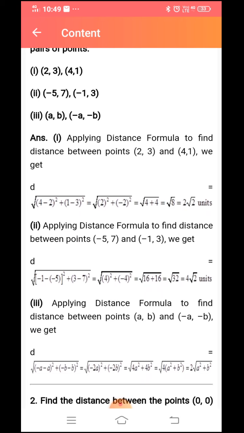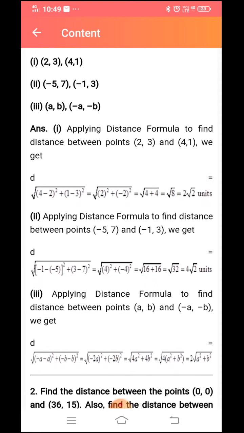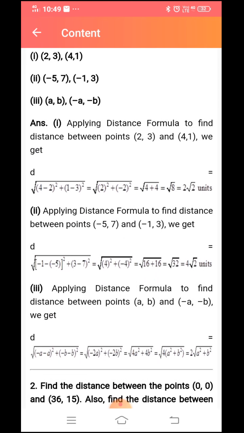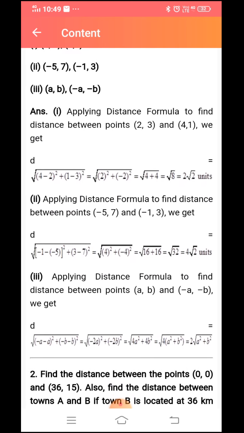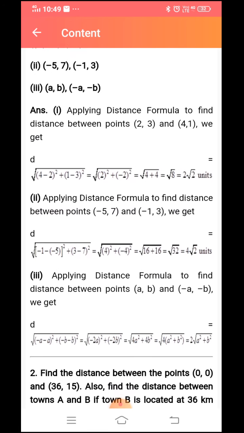Minus a minus of minus a, the whole square. Minus a is equal to minus 2a. Minus 2a the whole square. The same way minus b minus b is minus 2b. If both have the same sign, we have to do addition and put the same sign. Using that, minus 2b the whole square plus minus 2a the whole square will come. While squaring, negative also will change to positive. Minus 2a square is equal to 4a square. Minus 2b the whole square also 4b square.